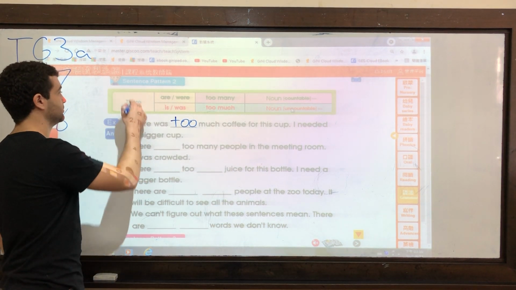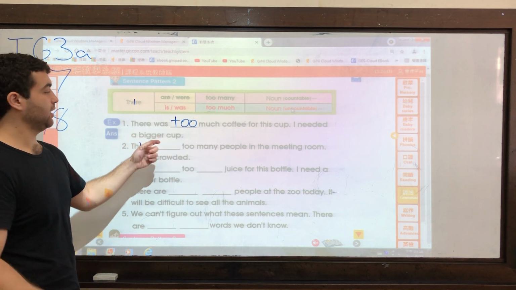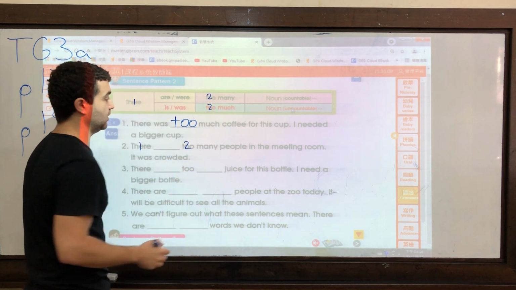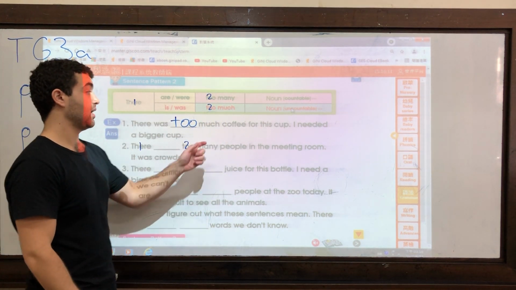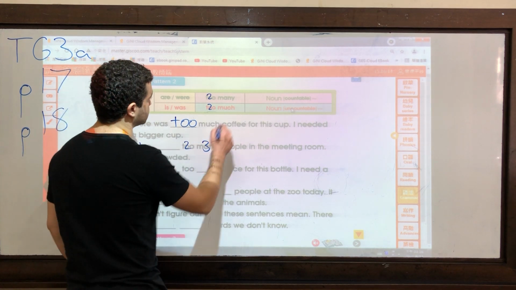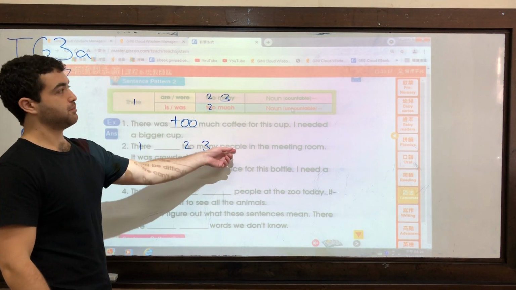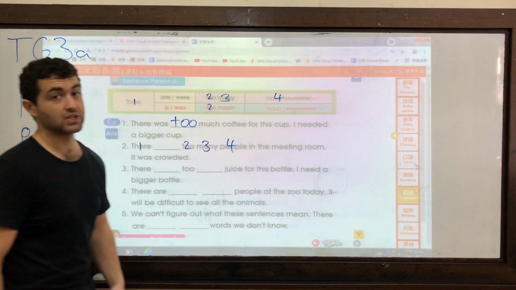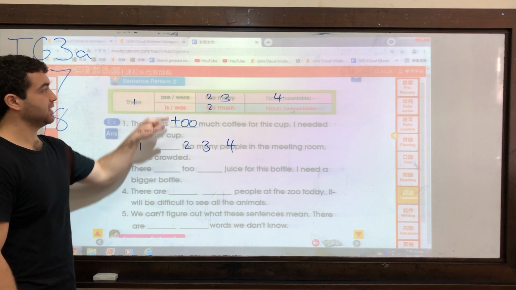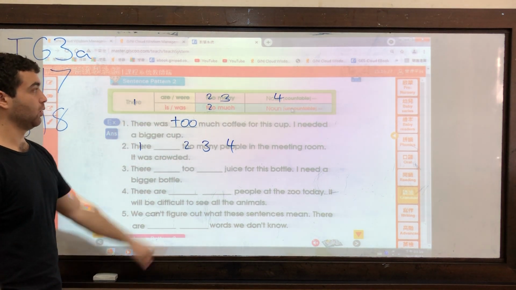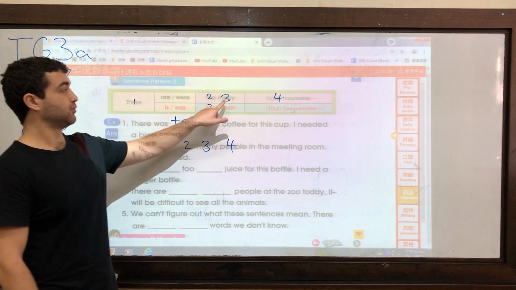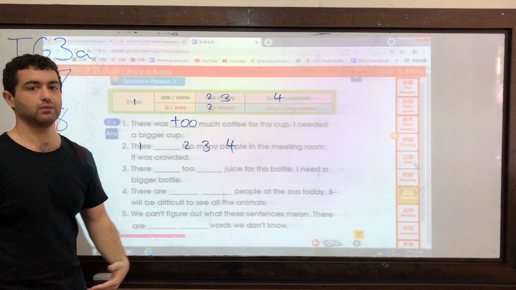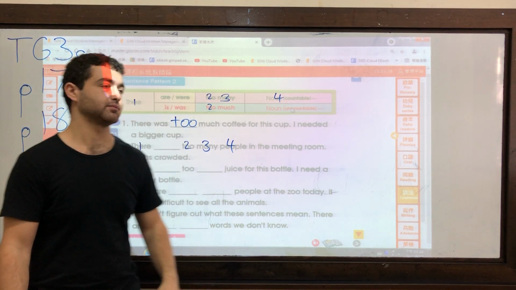There. We don't know. 2. Okay, so we still don't know. Many. People. Okay, so now we know that number 2 is the first pattern. And the word that comes before 2 for the first pattern is either it, are, or were.